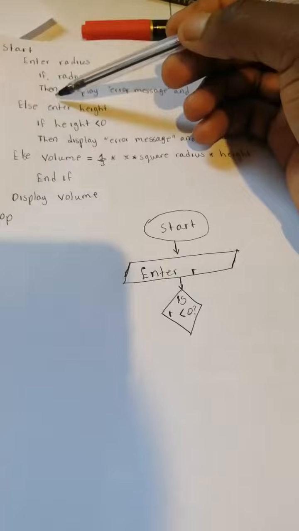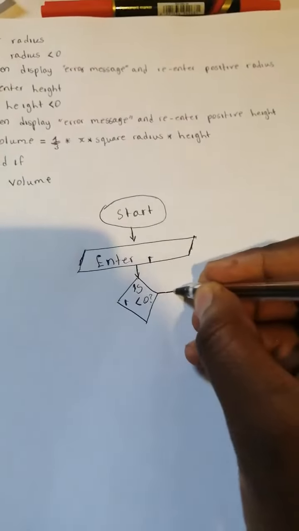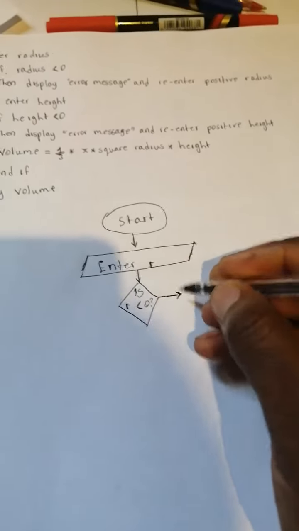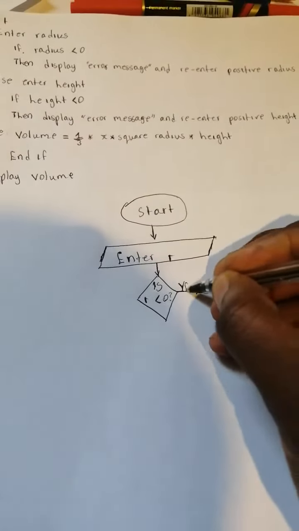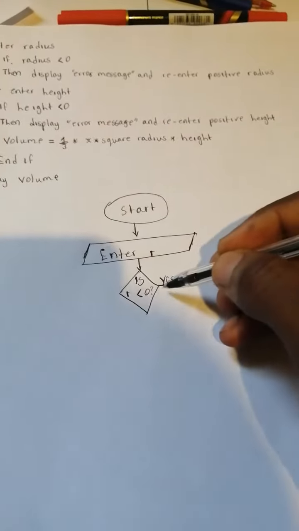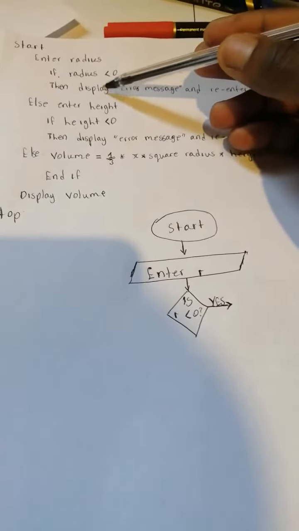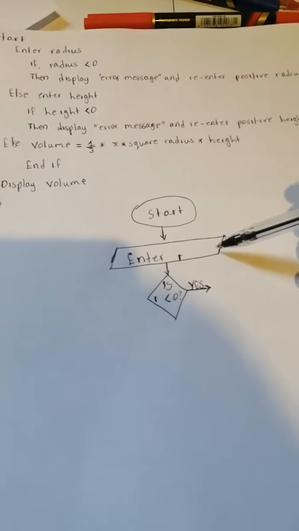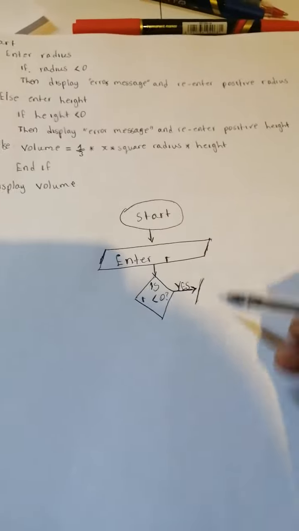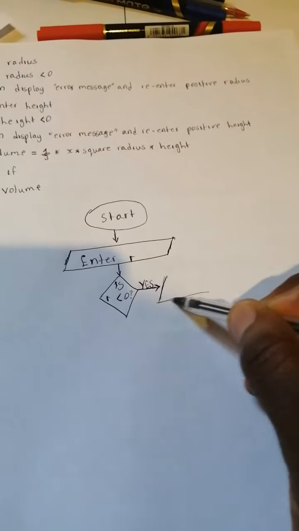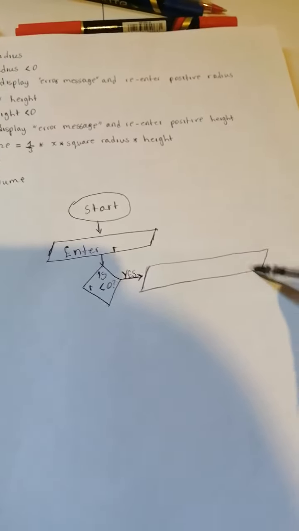Then here, notice that we have then. Whenever you see then, you have to draw an arrow like that, and I'm going to write yes on top of this arrow. So this is then yes. After writing yes, here we have display. Display is an output. Whenever you see display or enter, you should draw a parallelogram like that.